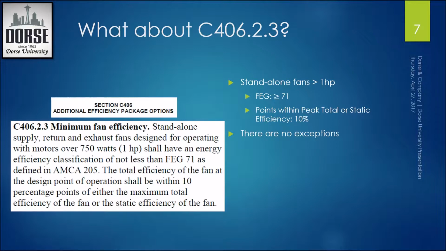Since this is a stretch code for higher performance buildings, we won't focus on this in this presentation, but it does exist. Essentially, it is just making the code a little stricter by narrowing the selection range and forcing us into a higher FEG requirement. The biggest hurdle here will be that they don't list any exceptions in the code under this section.